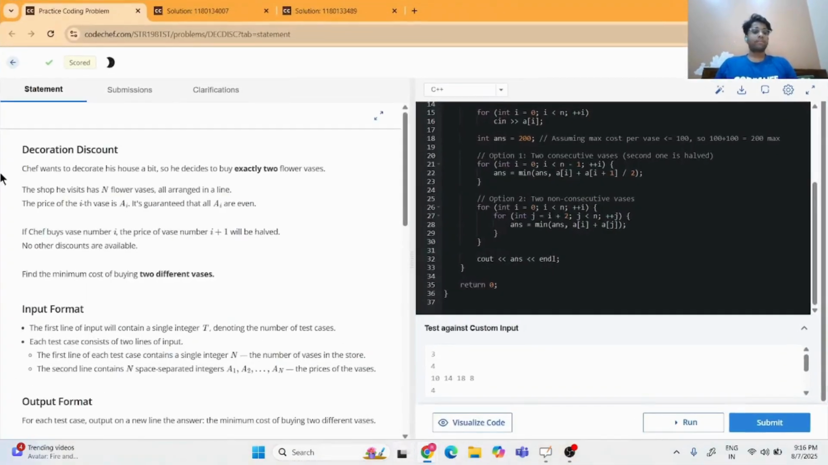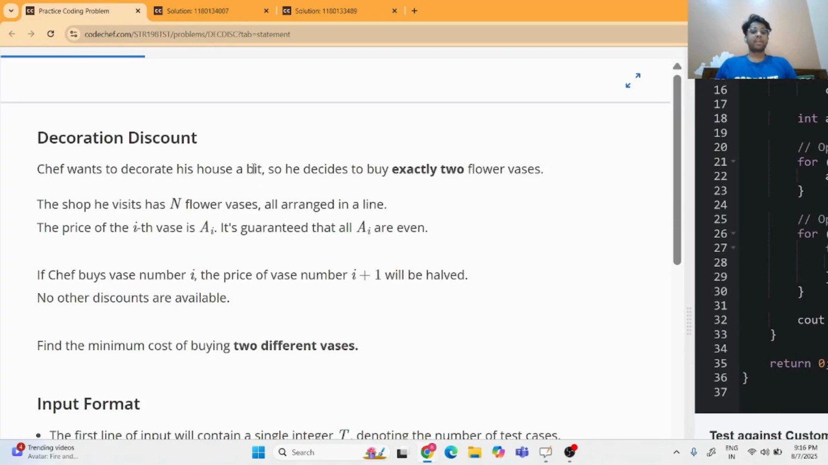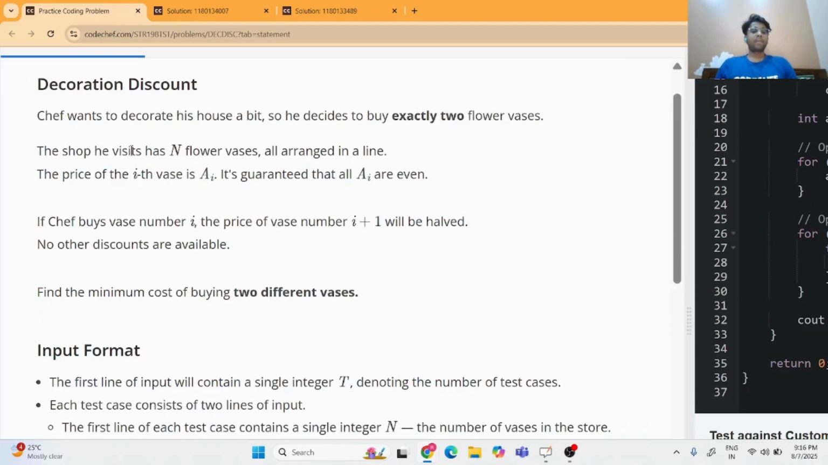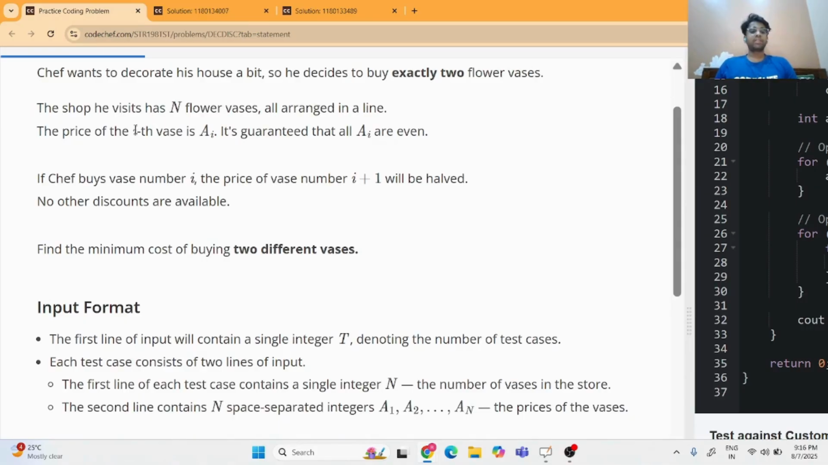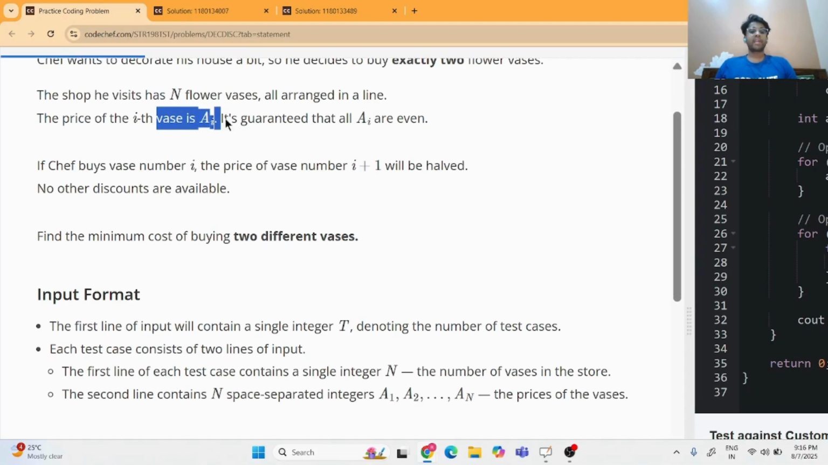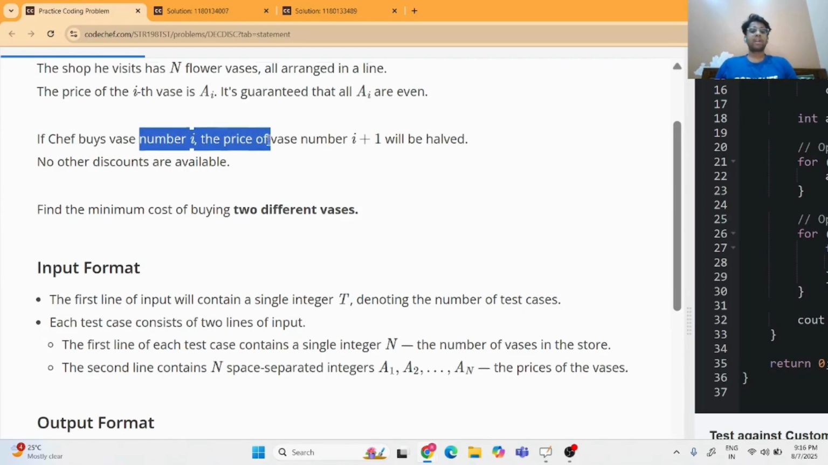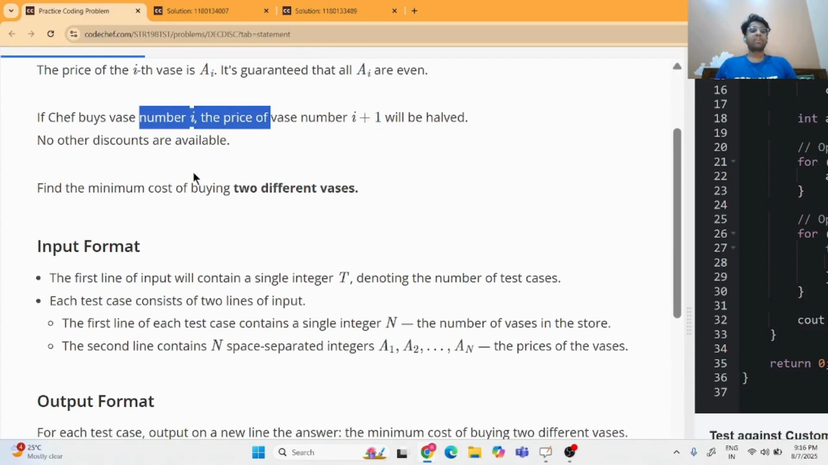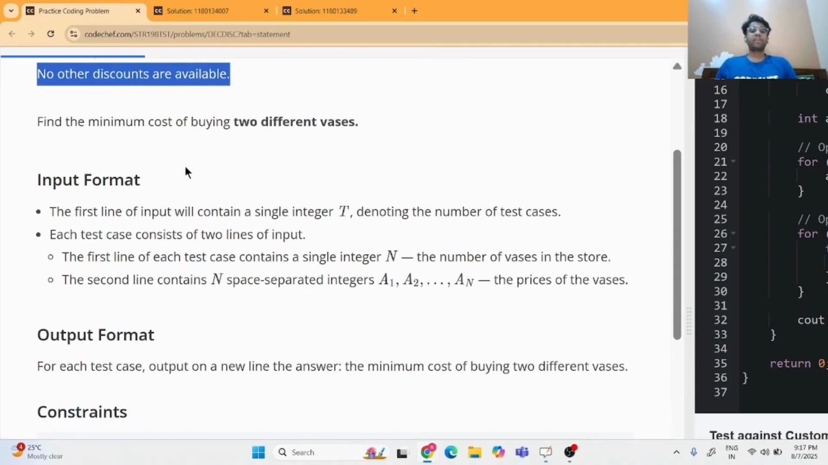So guys, the problem says Chef wants to decorate his house a bit, so he decides to buy exactly two flower vases. The shop he visits has N flower vases, all arranged in a line. The price of the ith vase is A[i]. It's guaranteed that all A[i] are even. If Chef buys vase number i, the price of vase number i+1 will be half. No other discounts are available. Find the minimum cost of buying two different vases.